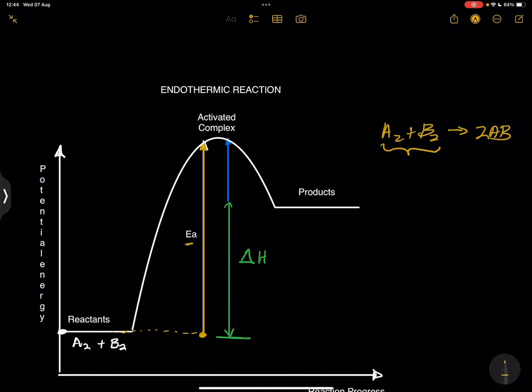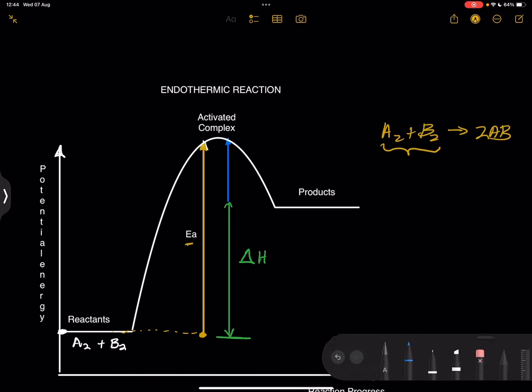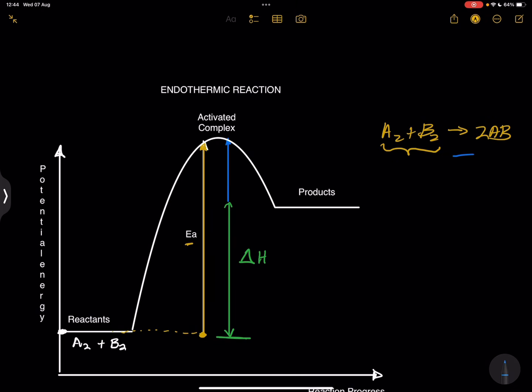Right. And then in blue, what I have there is that if I wanted to reverse the process, if I wanted to now break the bonds of my products and form reactants again, look at this. There's very little energy that is required to get to that point, in this case, that we call the activated complex. Let me just write it in blue there. This is the activation energy for the reverse reaction.